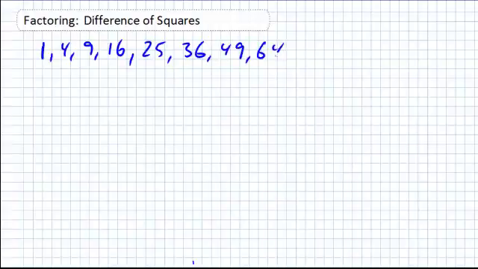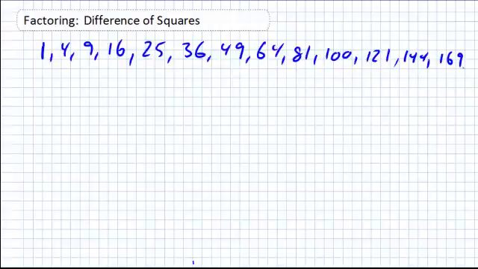We'll start with 1. 2 squared is 4. 3 squared is 9. 4 squared is 16. 5 is 25, 6 is 36, 7 is 49, 8 is 64, 9 is 81, 10 is 100, 11 is 121, and that'll probably be enough. We do 144, and 13 is 169.